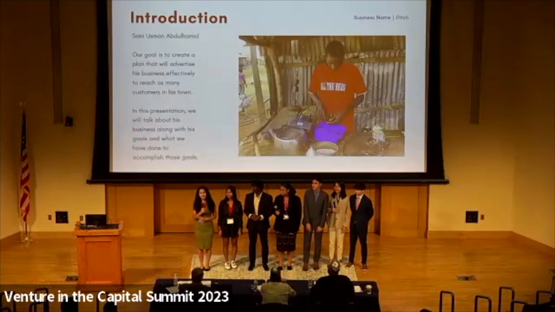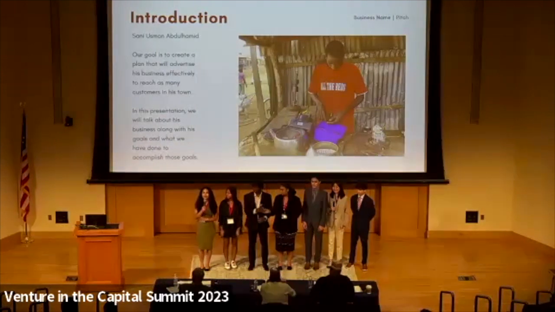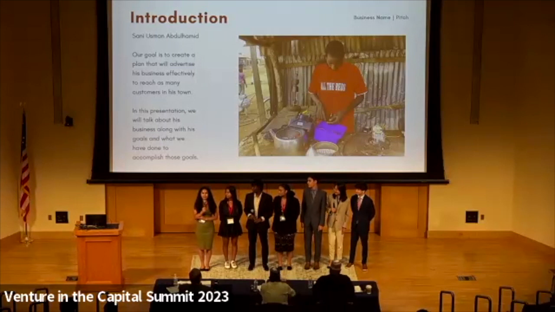This is Sani. He's the owner and operator of Duro Electric. Our goal is to create a marketing and advertising plan that not only allows him to gain customers, but keeps them coming back. In this presentation, we're going to talk about not only his goals, but what he hopes to accomplish in the future.